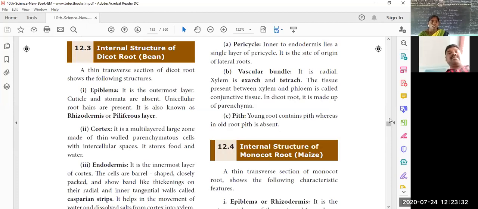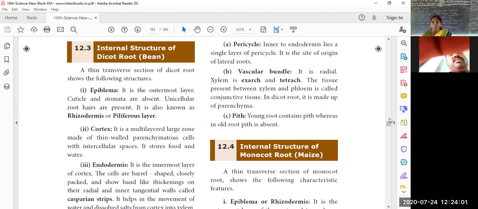Okay, listen. Internal structure of dicot root. A thin transection of dicot root shows the following structure. If you cut the dicot root, you will see the following structures under the microscope. So epiblema is the outermost layer. Cuticle and stomata are absent. Unicellular root hairs are present. It is also known as rhizodermis or piliferous layer.